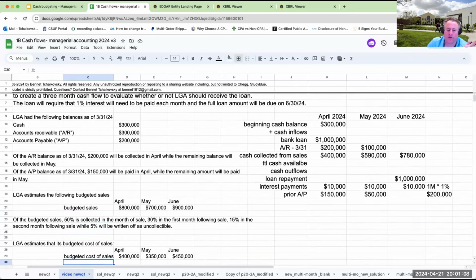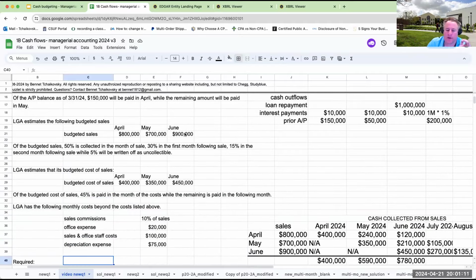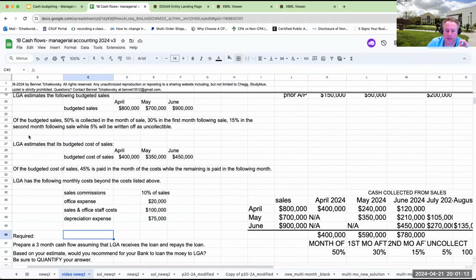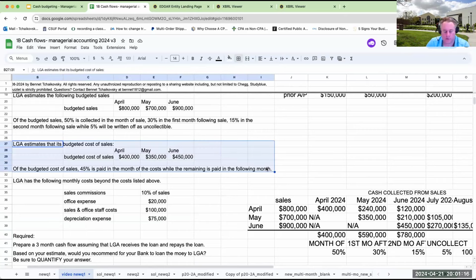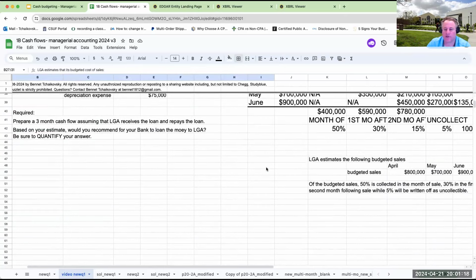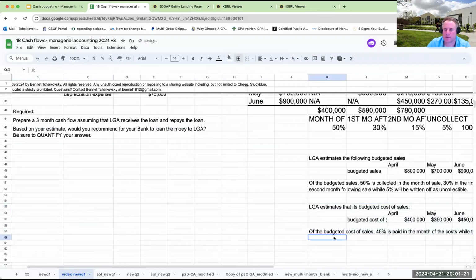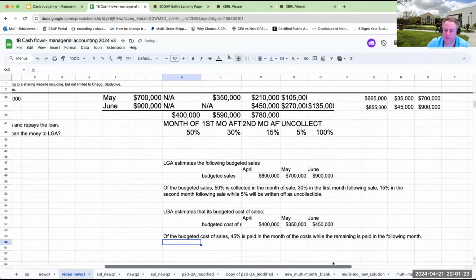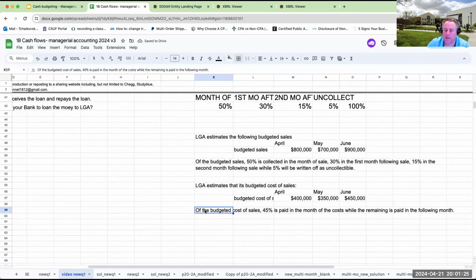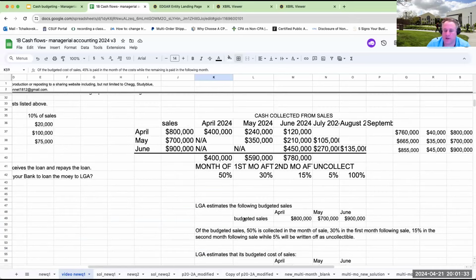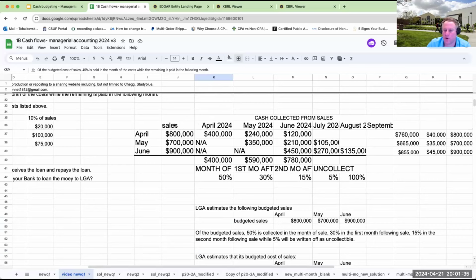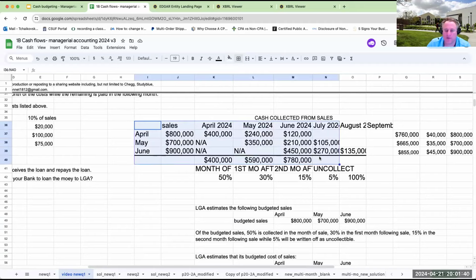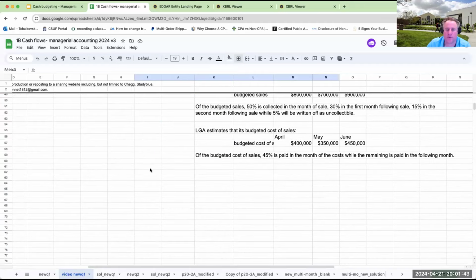So we've dealt with the budgeted sales. Now let's go through and deal with the budgeted cost of sales. So right over here, we've got our budgeted cost of sales. And we're going to do something very similar. Of the budgeted cost of sales, it says that 45% is paid in the month of the cost, while the remaining is paid in the following month. So we're going to make a similar chart, and we're just going to borrow from this.